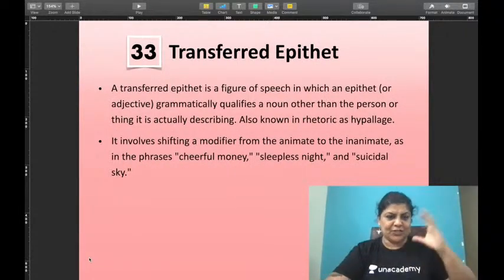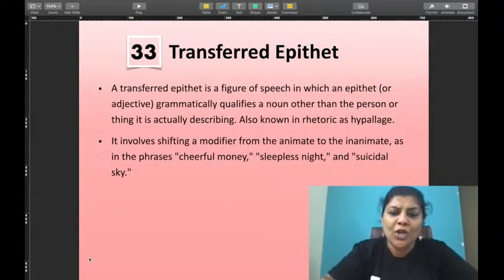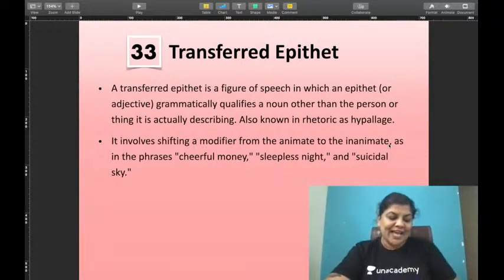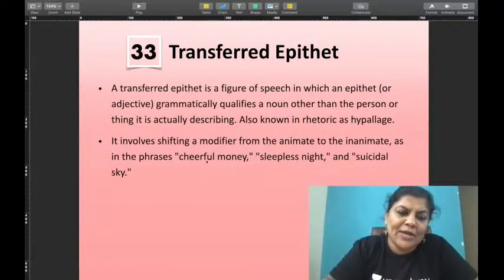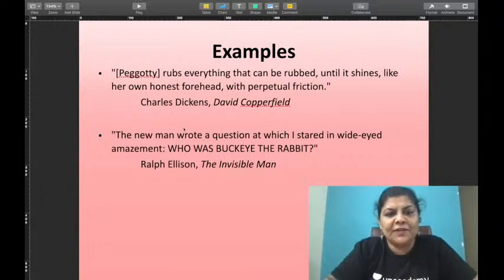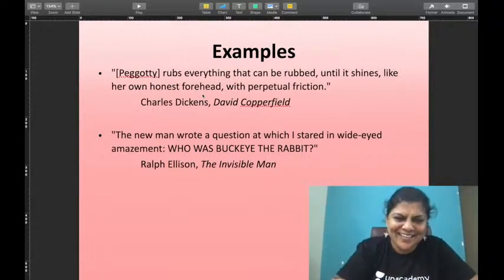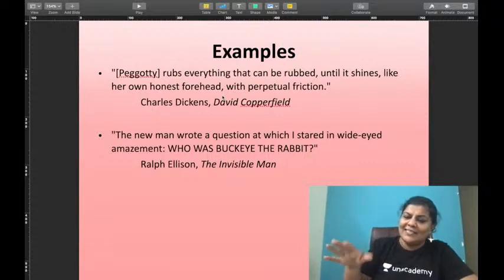Transferred epithet. A figure of speech when an epithet that qualifies one noun is used for another noun. Also known as hypallage. Usually, people are sleepless, but you say sleepless night. Usually, people who get money are cheerful, but you say cheerful money. Did you understand? In David Copperfield: Peggotty rubs everything that can be rubbed until it shines like her own honest forehead with perpetual friction. Example of transferred epithet. Peggotty is rubbing everything until it becomes like her forehead, it seems.